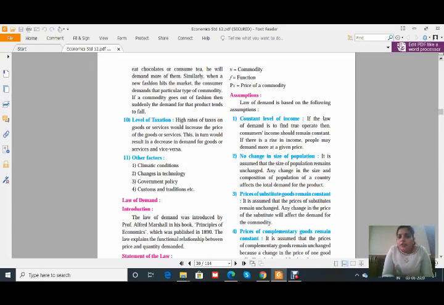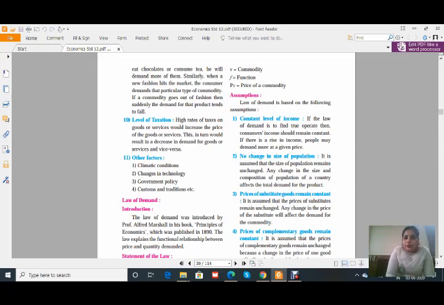The second one is no change in the size of population. It is assumed that size of population remains unchanged, because the larger the size of the population, the larger will be the demand at the same price or higher price also. Therefore, size of the population must remain constant for the study of this law.